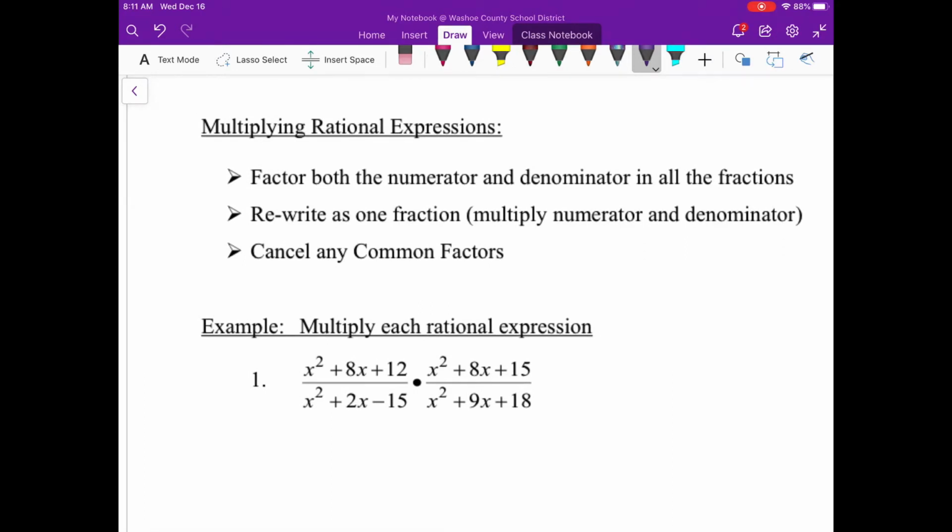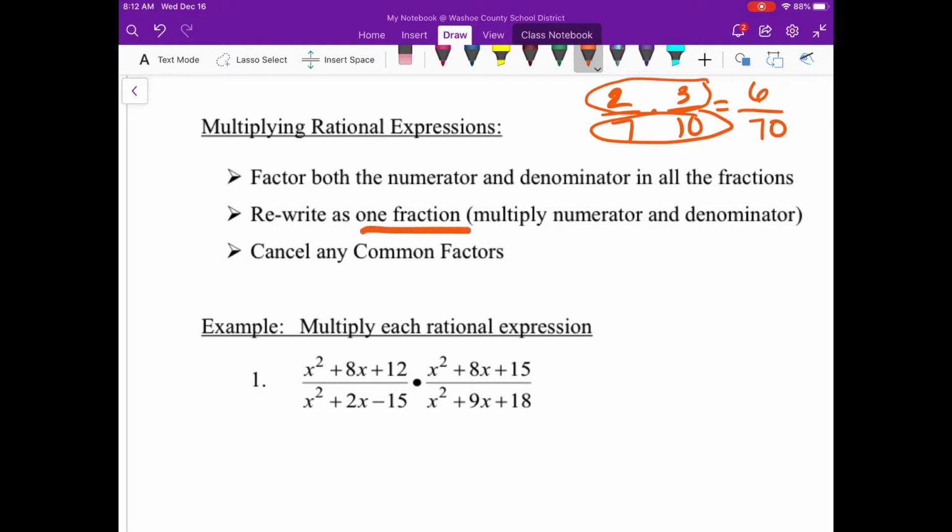So in order to multiply rational expressions, we have to factor both the numerator and denominator. So just what we did. We're going to rewrite it as one fraction. So think about when you multiply fractions. Here's how you multiply. You multiply straight across. Something like 2/7 times 3/10. You would multiply the numerators together, 6, multiply the denominators together, you get 70, and that's your new fraction.